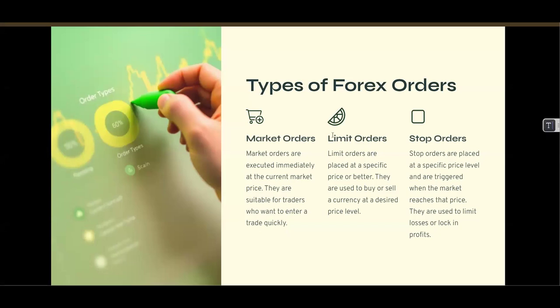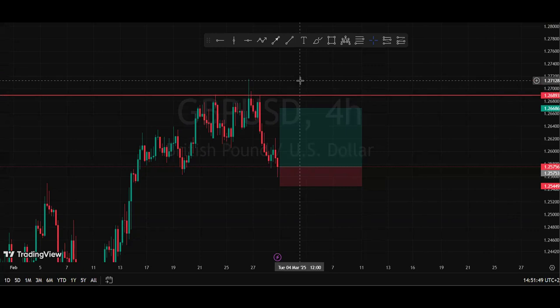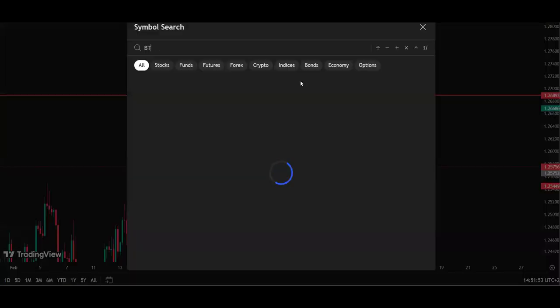And then we have what we call a limit order. Limit orders are placed at a specific price or better. They are used to buy or sell a currency at the desired price. So limit orders, let me give you an example again. This time, I want us to use cryptocurrency. Let's say BTC USD.